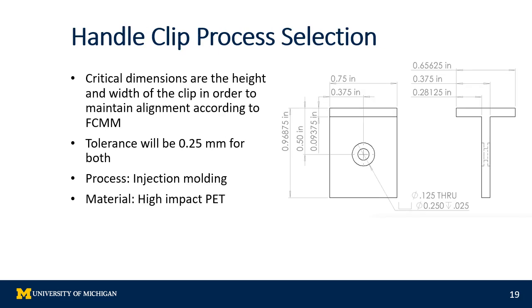For the handle clip, the critical dimensions are the height and width of the clip in order to maintain alignment according to the FCMM. Tolerance will be 0.25 millimeters for both, again to maintain alignment, and the process decided on was injection molding, primarily due to the material, being high-impact PET.